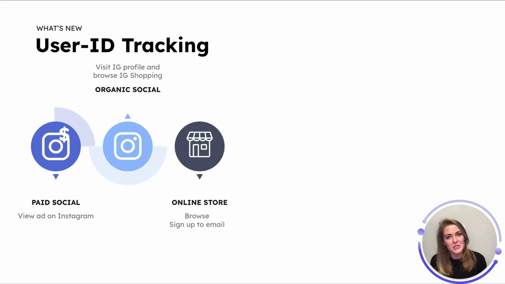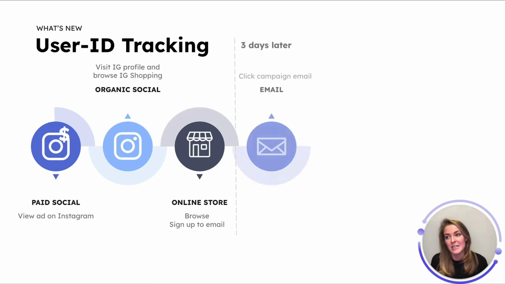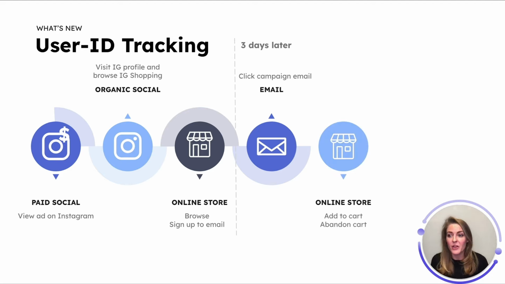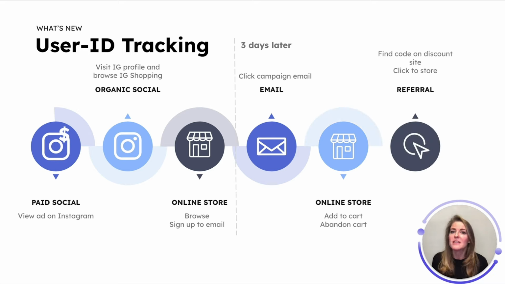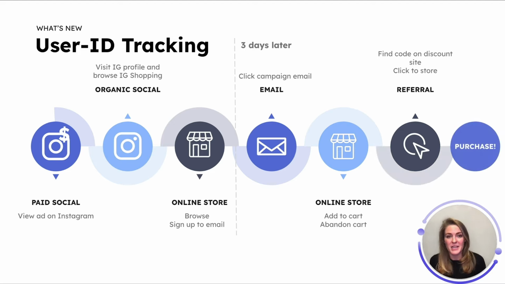They might then visit us through the online store, through organic social, browse, maybe sign up to email. And then 3 days later, we might see them clicking a campaign email. They might be adding to cart on the online store or abandoning that cart in search of a discount code, and then finding that discount code on a discount site, and then finally clicking to site and then making that purchase. Then it could be just days or weeks or months in between some of those interactions.